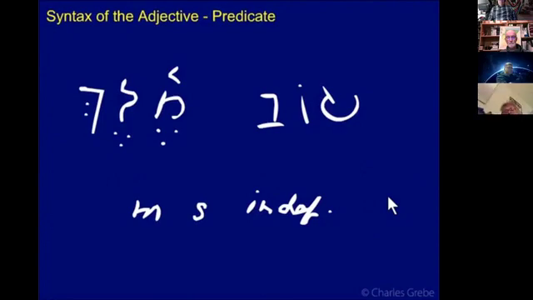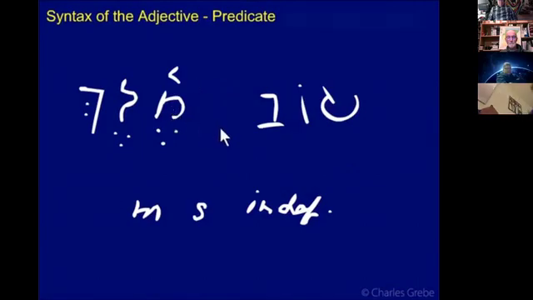Now, what would happen if we put the hey here? So let's make this definite. Tov hamelech. Could this be attributive? Well, now this is definite and this isn't. So we know it cannot be attributive. If they do not agree in definite status, then you cannot have an attributive adjective. In fact, you would have a predicate and your ambiguity would be gone. It would not be ambiguous. So let's take this off.